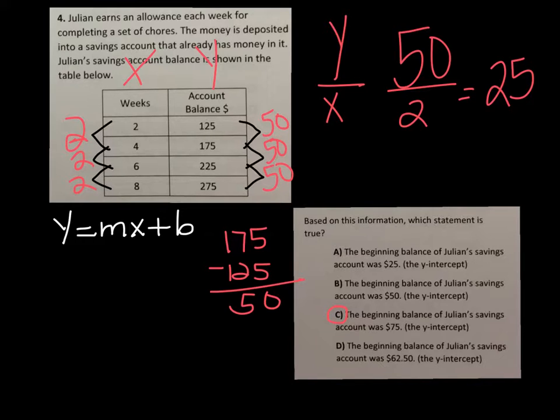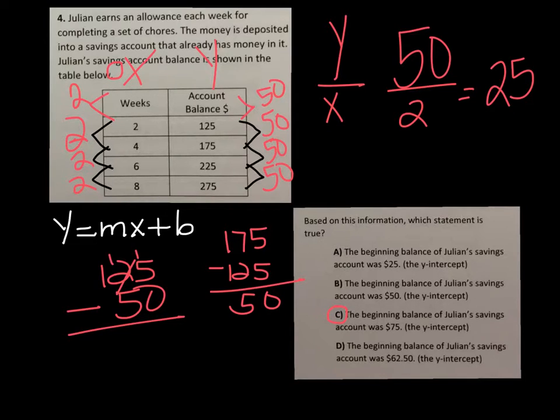So if the table had continued going down by 50 and by 2 each time, how much would he have had at 0 weeks? That's the question. 125 minus that 50. Would have given you $75. That's why the correct answer is C. You could also plug it into the y equals mx plus b equation because you know the slope is 25 over 1, and then you could take an x and y value to solve for the y-intercept.